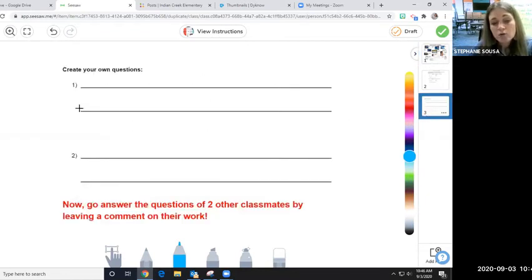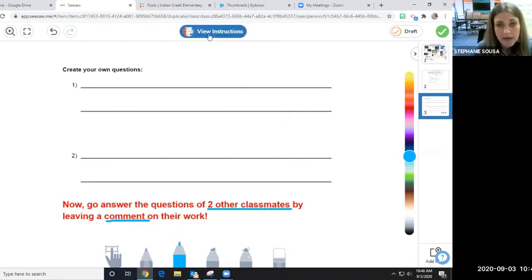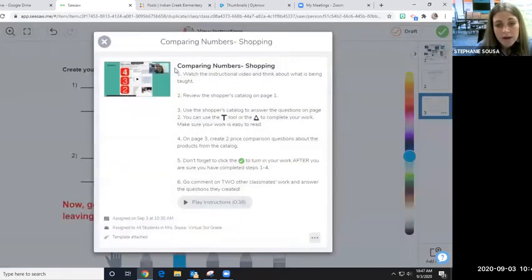After you create your own questions, you're going to go onto Seesaw and answer 2 other classmates' questions by leaving a comment on their work, okay? These comments will have to wait until the work has been approved. So when you start to see people's work approved in the journal, you can leave those comments, okay? Again, all of this is right here in View Instructions. You can read them yourself, or you can click Play Instructions to listen to them again. All right? Okay, that is what your work looks like today. Any final questions before I release you to work?